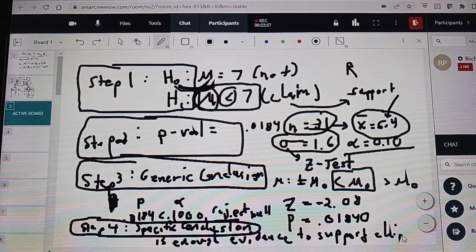That's all you have to do on the test. So every one of your step 3s is either going to be reject the null or do not reject the null. And every step 4 will be is or is not enough evidence to support or to reject the claim. There's 4 possible endings to that.